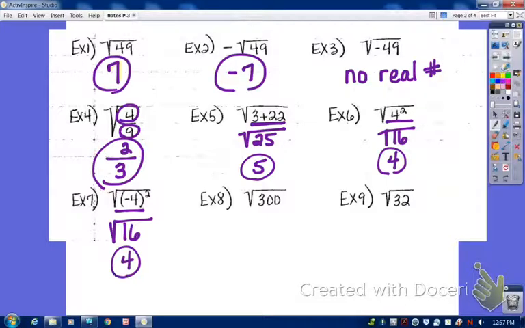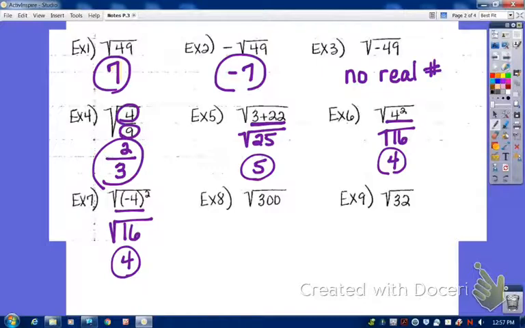4. Okay? So the first 7 examples all have to deal with some type of number underneath the square root that is a perfect square. So we were able to find the square root of every one of those, examples 1 through 7, except for 3, and we can't find 3 because we can't find the square root of a negative number because that's not a real number.